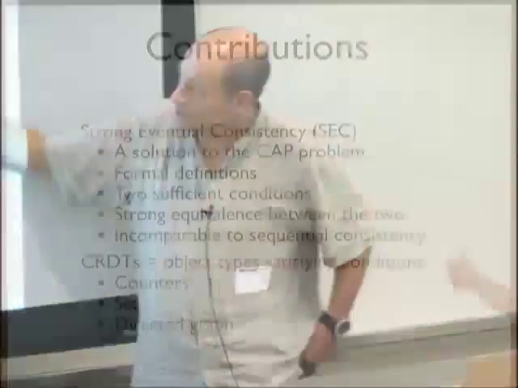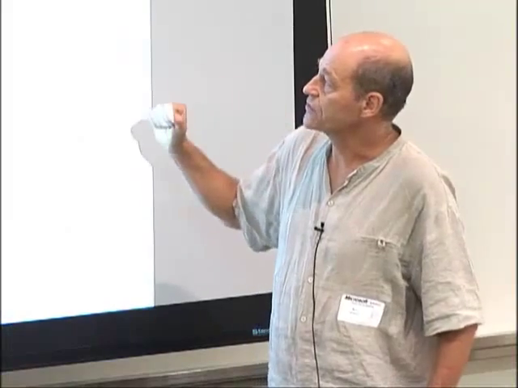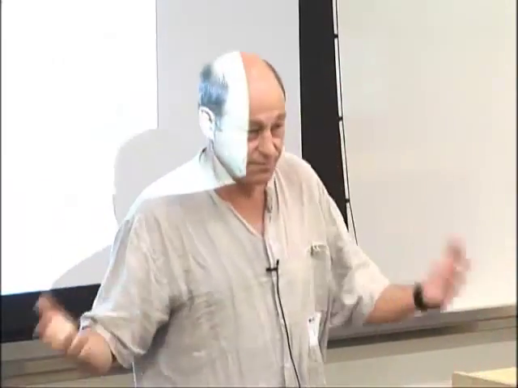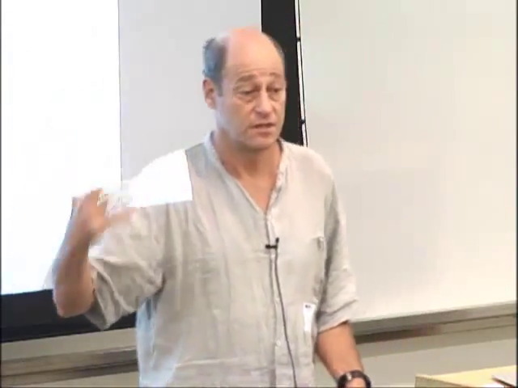So the contributions, the things I'm going to talk about in this talk. It's, as I said, a model called strong eventual consistency, and this is a solution to the very well-known CAP problem. I'll explain this in a minute. I'll give you some formal definitions. I'll give you some sufficient conditions. So if you have a data type that fulfills these sufficient conditions, that's enough.